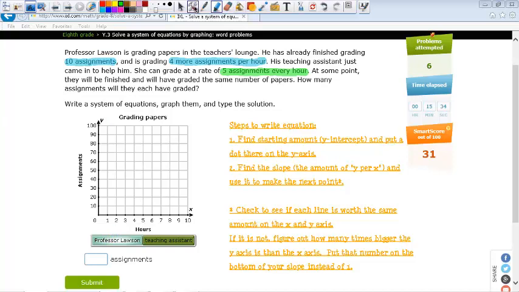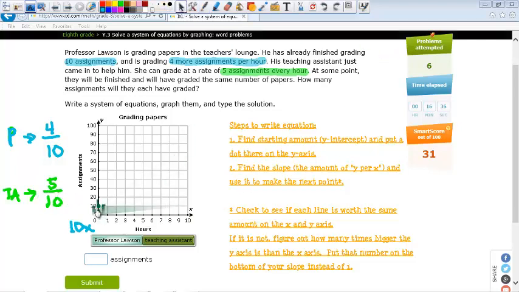Alright, so how would we graph this? First of all, Professor Lawson starts at 10 assignments. For Professor Lawson's slope, we're going to go up 4, but instead of over 1, we're going over 10 because the y-axis is 10 times bigger than the x-axis. And we can graph that, or we could reduce it to 2 over 5. 5 assignments per hour for the teaching assistant would give us a slope of 5 over 10.